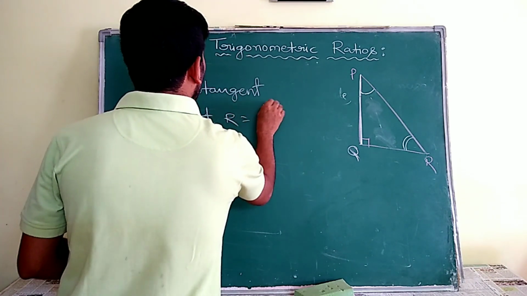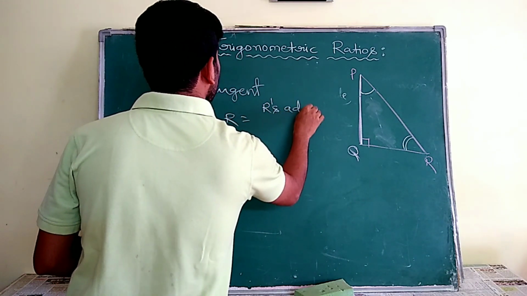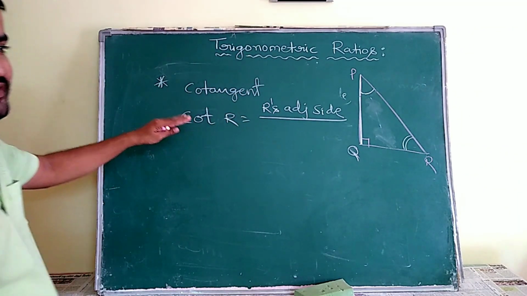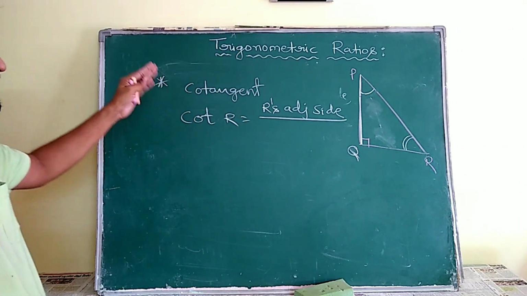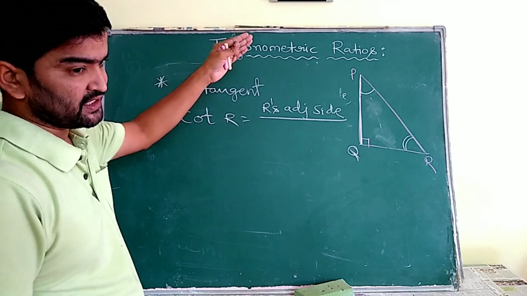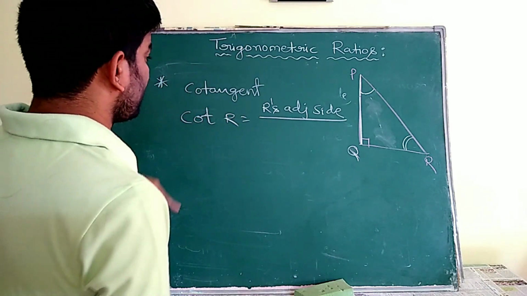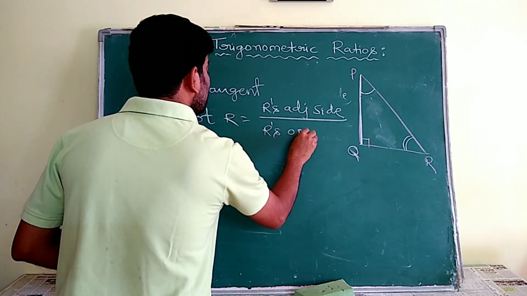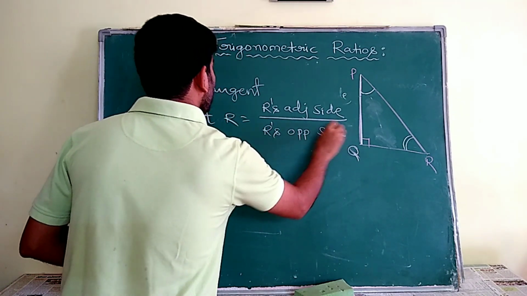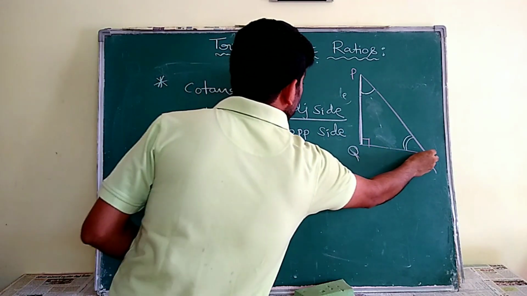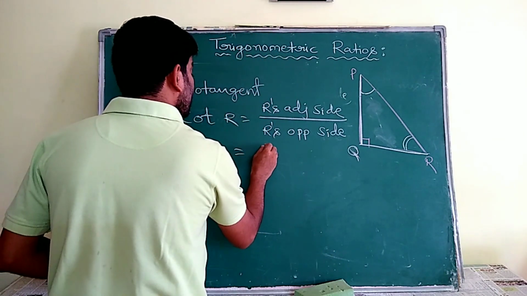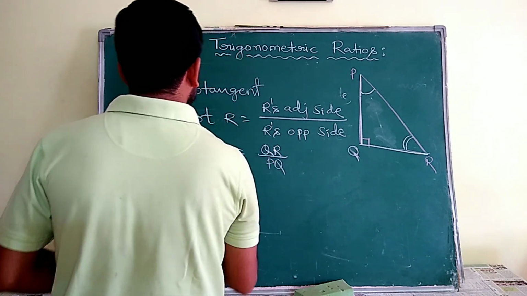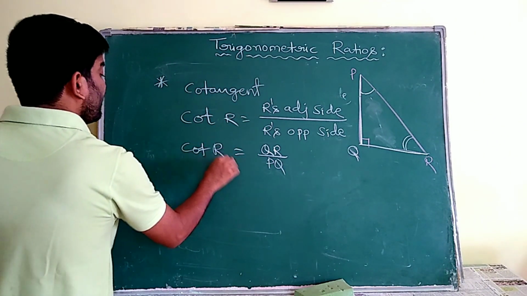Cot R means R's adjacent side. Why? Because tan's reciprocal value is cot. So tan we discussed as R's opposite side by R's adjacent side. So cot R is equal to R's adjacent side by R's opposite side. Now tell me what is R's adjacent side. This is the adjacent side of R, that is QR, by opposite side PQ. This is cot R.